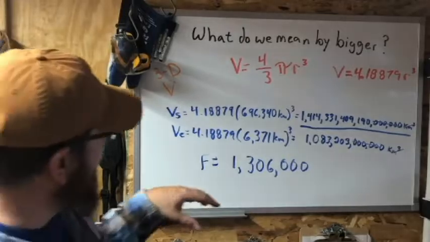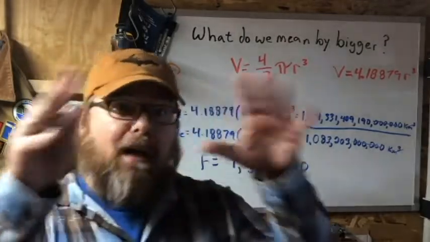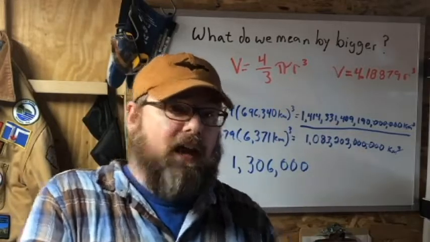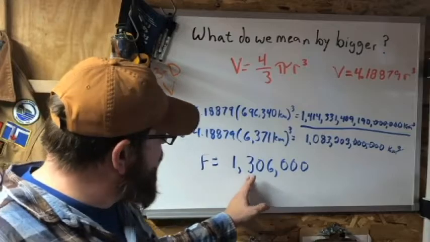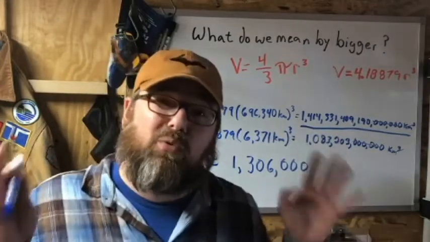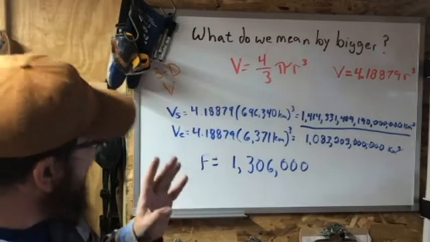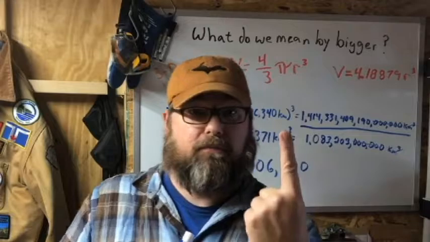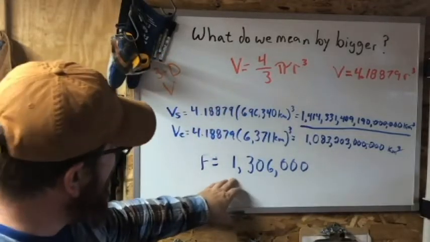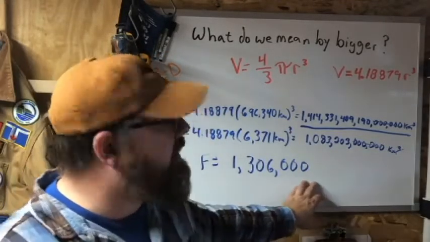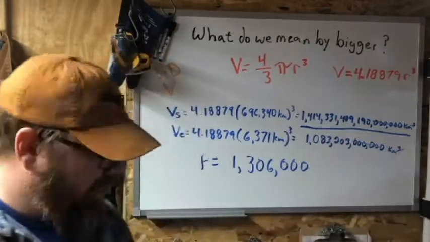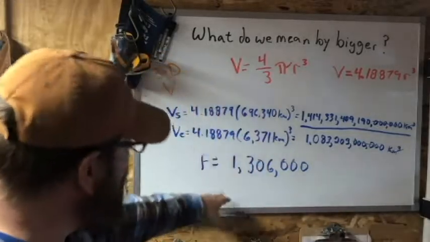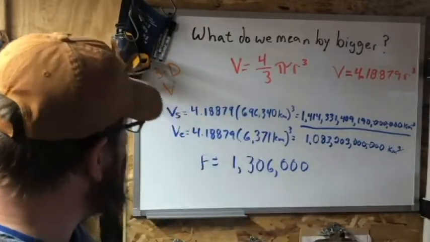What does that mean? Well, that means I can fit, volumetrically, okay? If I took the volume of the sun and cut it into 1,306,000 pieces of equal size, each piece would be the same volume as one Earth. Because the sun is 1,306,000 times the volume of the Earth, which is where that 1 million came from that I showed you in the last video, in the beginning of this one. 1 million is just rounding this even more.